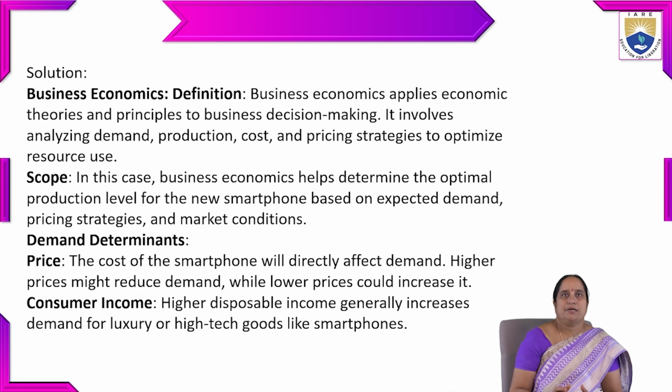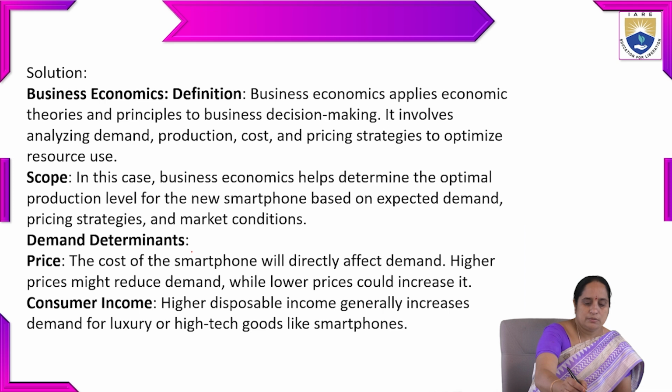So let us start with the definition of business economics. As we know, business economics applies economic theories and principles to business decision making. It involves analyzing demand, production, cost, and pricing strategies to optimize resource use. Coming to the scope, in this case, business economics helps determine the optimal production level for the smartphone based on expected demand, pricing strategies, and market conditions.